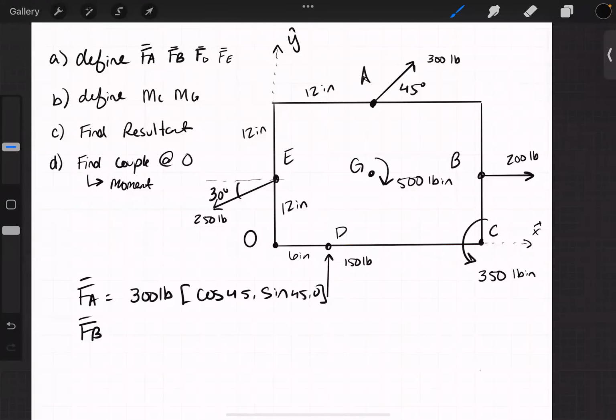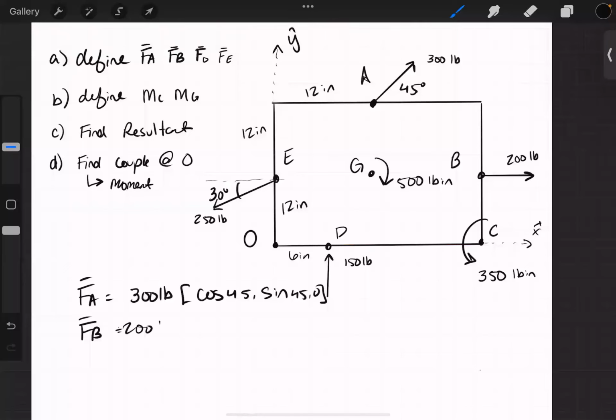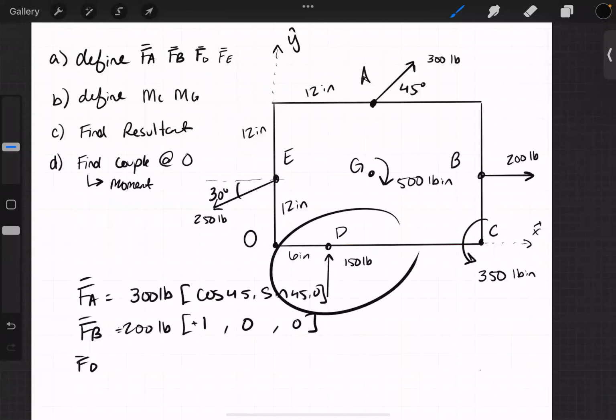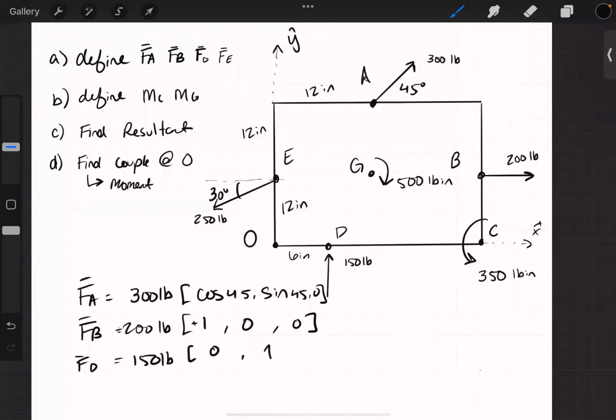For force B, that is all the way here on the right, it's 200 pounds and it's exactly horizontal. 200 pounds horizontal, so that's positive 1, 0, 0. For force D, it is a perfectly vertical positive force. 150 pounds, 0 in the X, 1 in the Y, 0 in the Z.